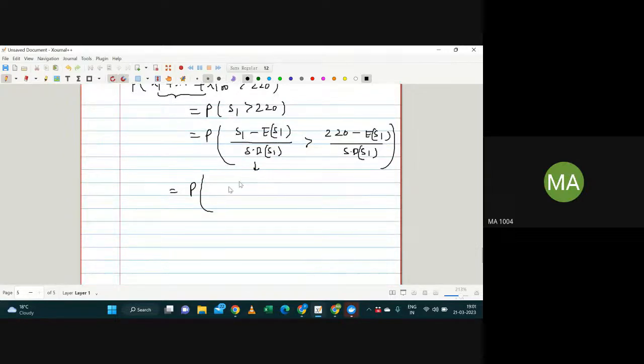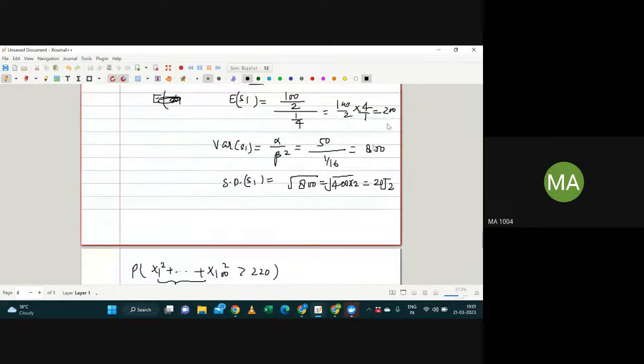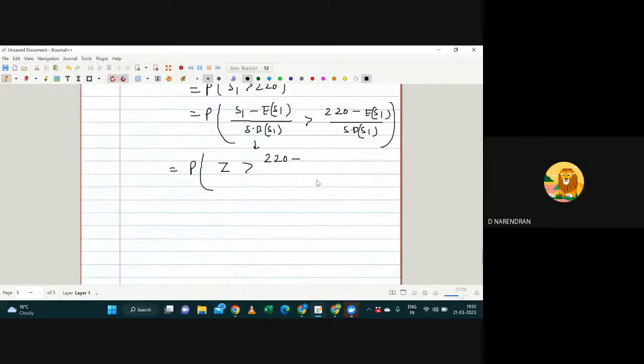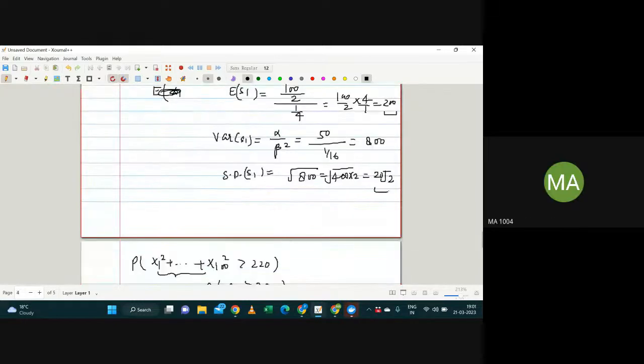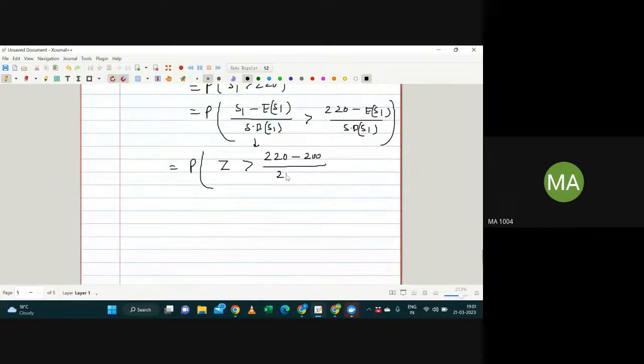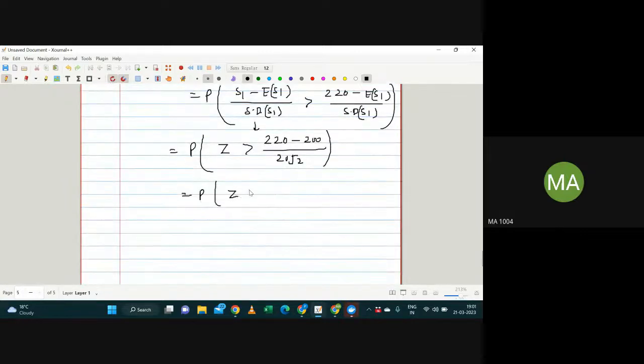So what will it be? I can write it as Z. So 220 minus the expected value of S1, which we have computed as 200, right? What is the standard deviation of S1? 20 root 2, correct? Now we got 20 by 20 root 2. So this will become the probability that Z is greater than 1 by root 2, correct?